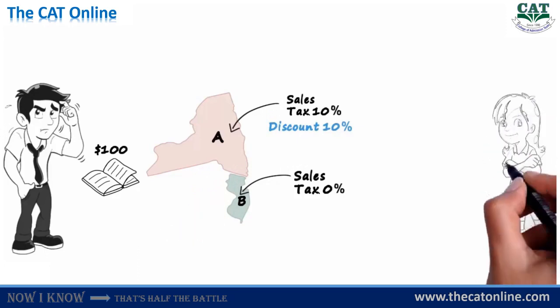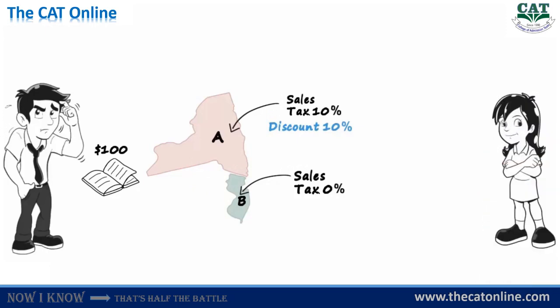Zen asks his friend Zara for help. Instead of telling him the answer, Zara decides to give a detailed explanation. She says that the price of the book will remain $100 in state B as it does not levy sales tax. What we need to find is if the cost of the book is any different in state A. If it costs less in state A, Zen will buy it from there. Else, state B it is.